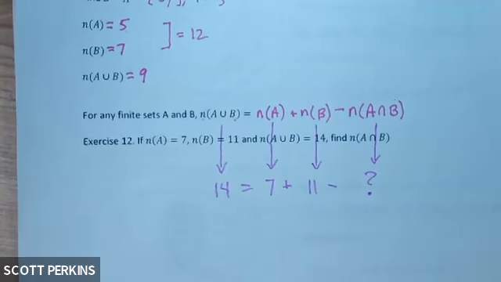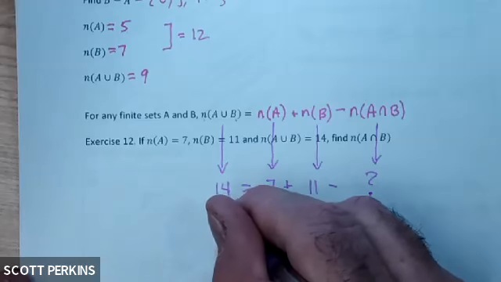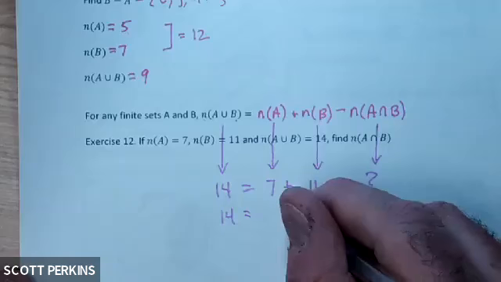Now you can use your calculator if you want. This is kind of the amount of algebra that you're expected to know in this class, which is how to solve a straightforward linear equation. So what I'm going to do first is add the 7 and 11. 7 and 11 is 18.